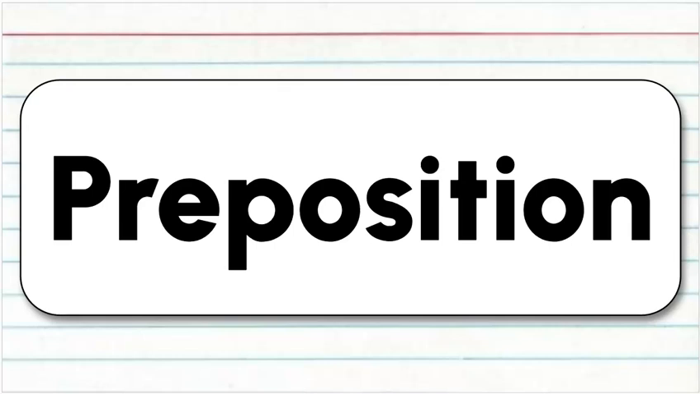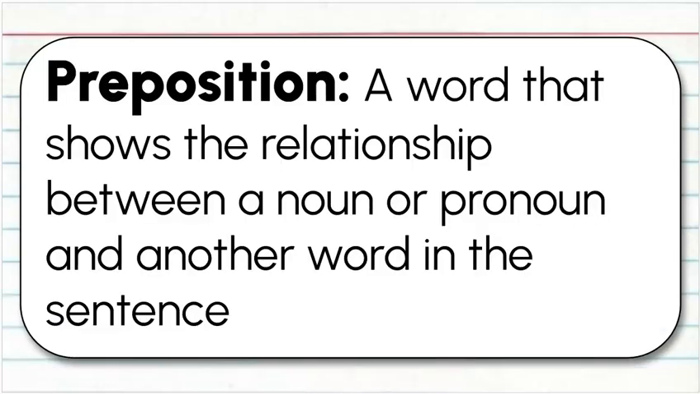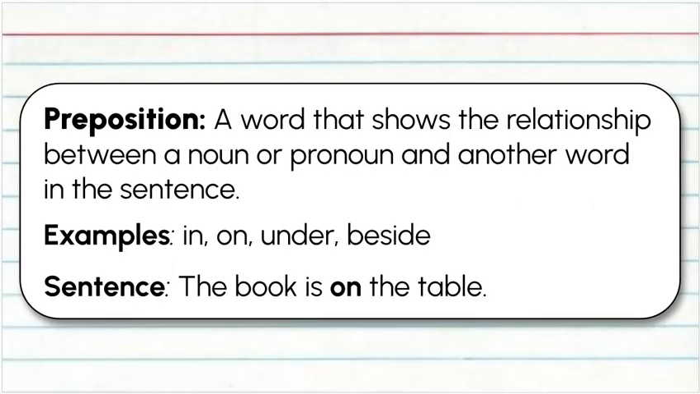Next, we have a preposition. A preposition is a word that shows the relationship between a noun or pronoun and another word in the sentence. Some examples might be in, on, under, or beside. The book is on the table. The relationship between the book and table is on. So that makes the connection. It's a preposition.